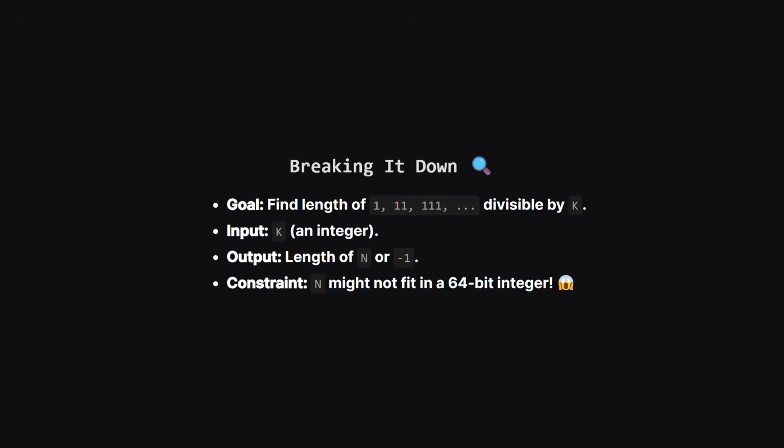Let's really understand what we're looking for. We aren't looking for just any number divisible by k. We are looking for a Repunit, a number made entirely of ones. We start small with 1, then 11, then 111, and keep adding ones until we find a number that k divides perfectly. The tricky part mentioned in the problem is that n can grow incredibly large, way bigger than what a standard computer variable can hold. This is a hint that we shouldn't actually build the number n.